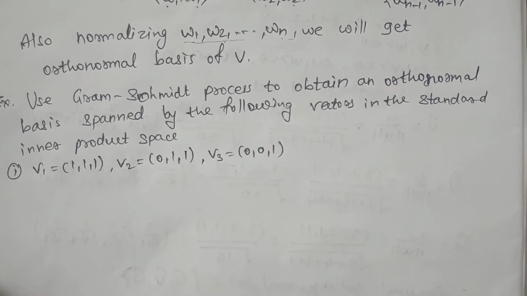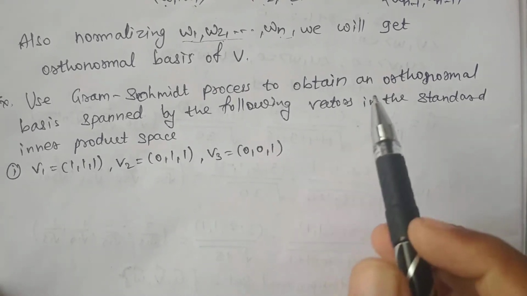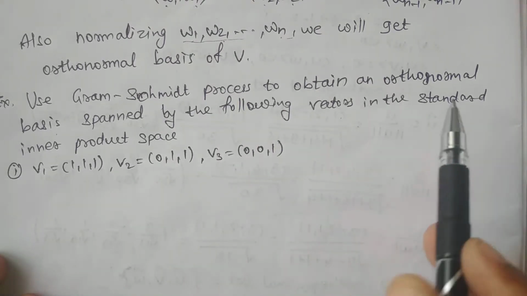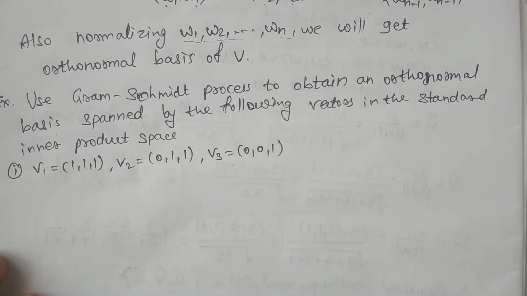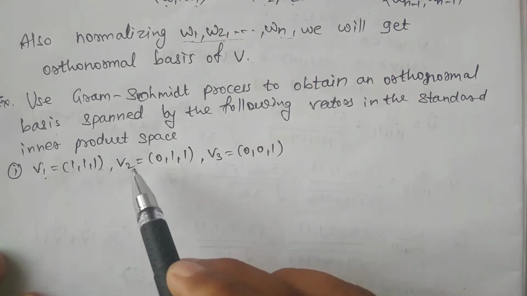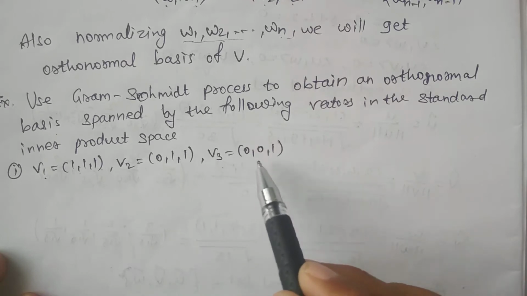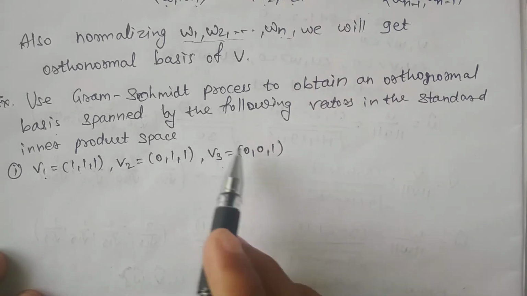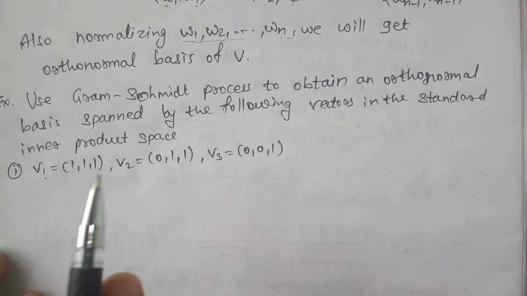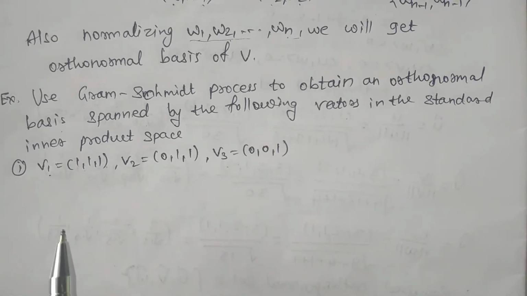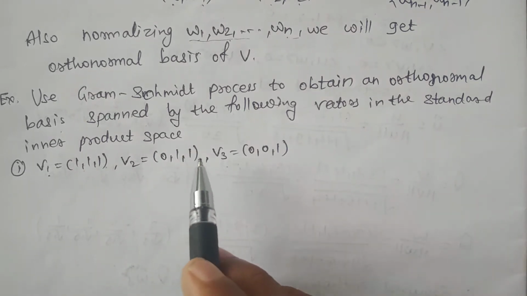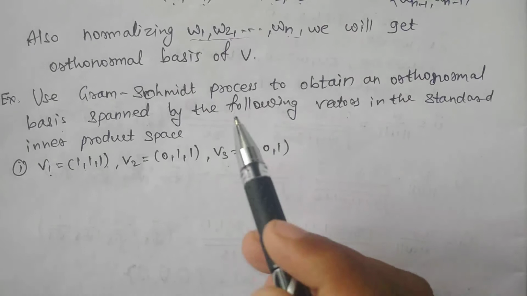Use the Gram-Schmidt process to obtain an orthonormal basis spanned by the following vectors in the standard inner product space. We are given v1 equals the vector (1, 1, 1), v2 equals (0, 1, 1) and v3 equals (0, 0, 1). These are the basis for the standard vector space. We have to calculate an orthonormal basis by using the Gram-Schmidt process.